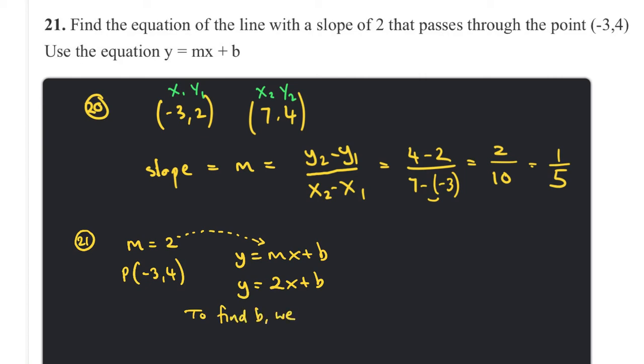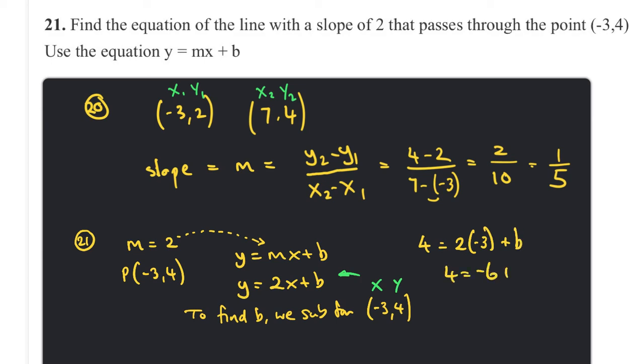We sub in negative 3, 4. Now the only reason I ask you to write that is because in situations like tests it might jog your memory. Here we go anyway. So we know that x is going to be negative 3 and y is 4, and I'm going to sub it into here. So therefore 4 equals 2 times negative 3 plus b. 2 times negative 3 is negative 6 plus b, and the negative 6 comes over now as plus, so 10 equals b.